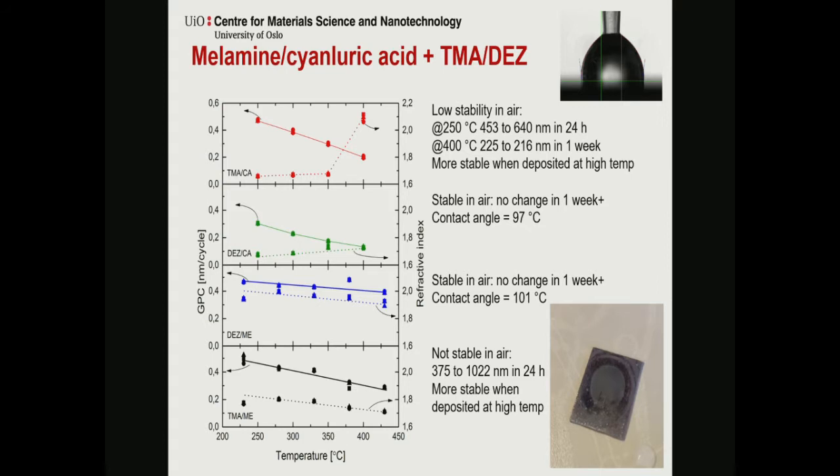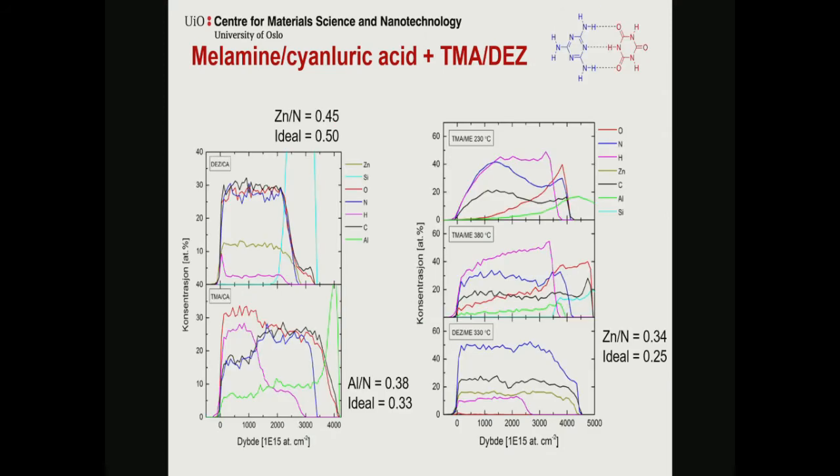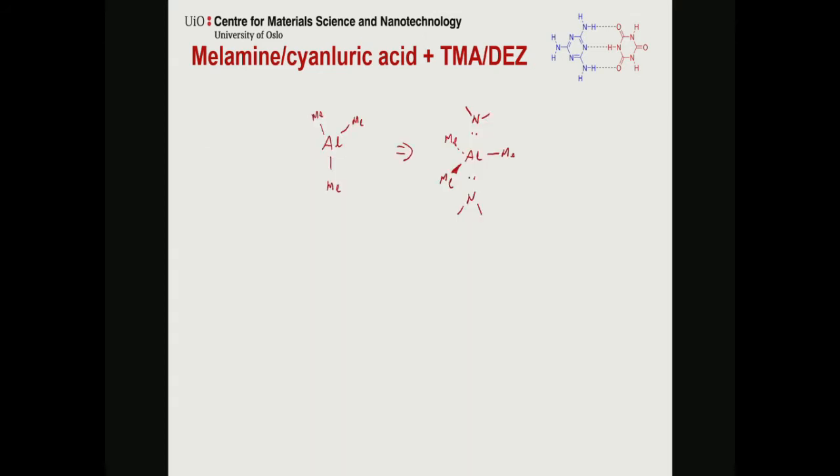So why this? You can measure the composition with all the materials, and very little hydrogen in the one with the zinc and cyanuric acid. So high reactivity, and zinc and melamine, you also have very little hydrogen. For the trimethyl aluminium, you see that you have a reaction going through your film itself. So obviously they react. But then you have to consider what is actually trimethyl aluminium.